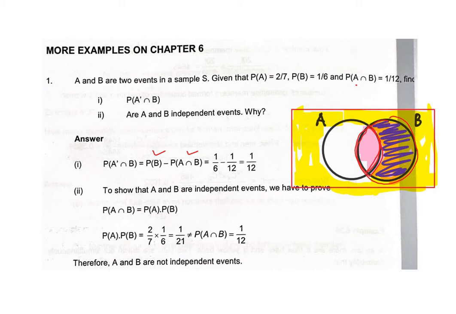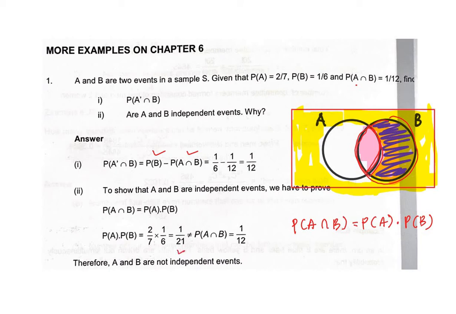And then for the next question, are A and B independent events and why? So kita tahu for independent events, probability of A intersect B is equal to probability of A times probability of B. So you have to prove that the value on the left hand side must be equal to the value on the right hand side. So that's why kita cari dulu probability of A times probability of B, which is 2 over 7 times 1 over 6 is equal to 1 over 21.